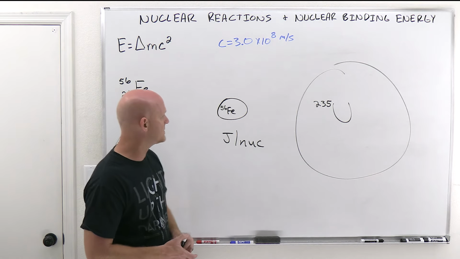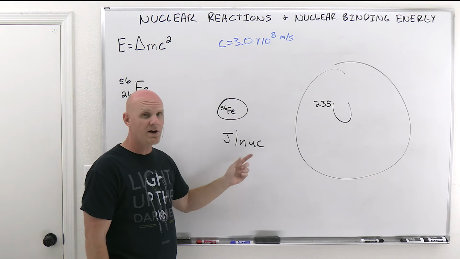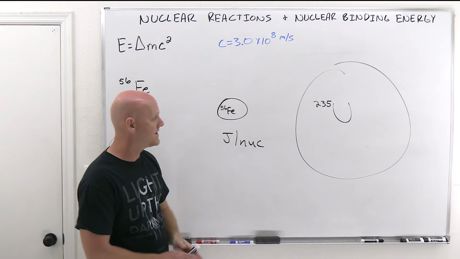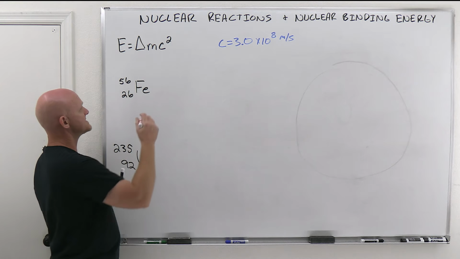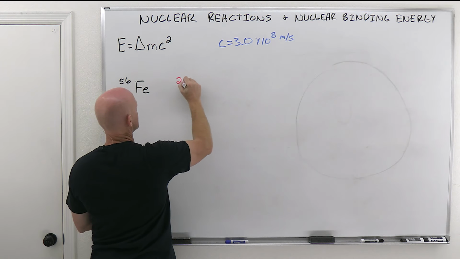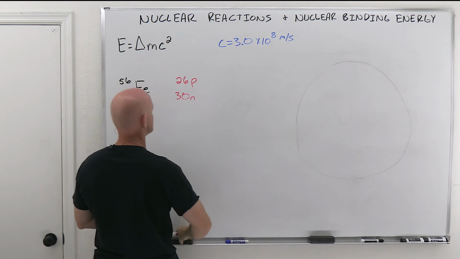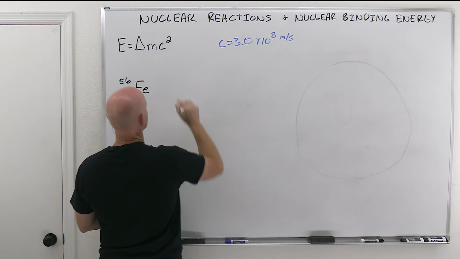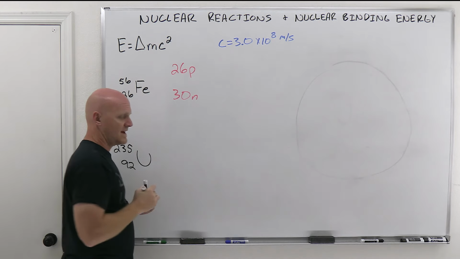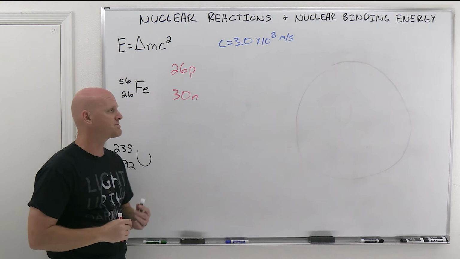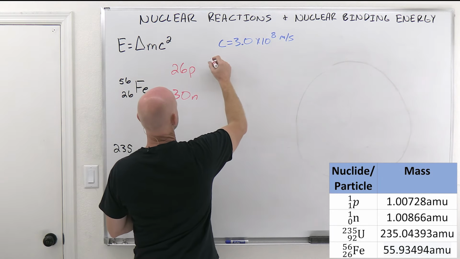And that's what we're going to do here: we're going to calculate the nuclear binding energy per nucleon for both iron-56 and uranium-235. All right, so we take a look at this. Iron-56 has 26 protons and 30 neutrons. And again, we know exactly the mass of protons and neutrons, and I'll put them on a table up on the screen, but we can figure out the mass of both.